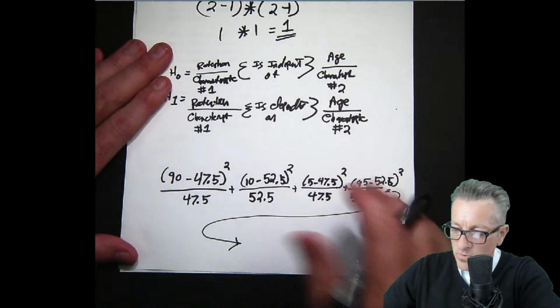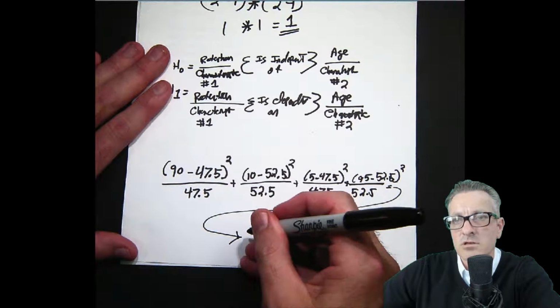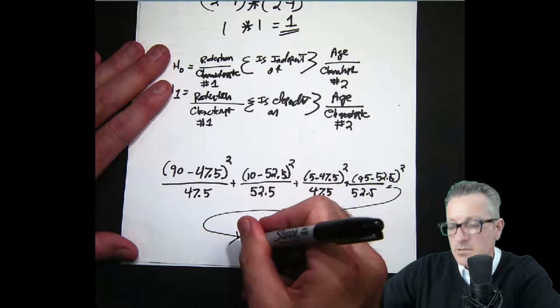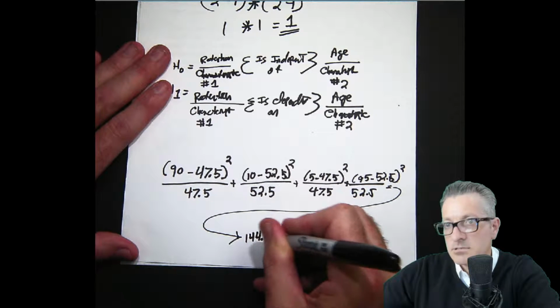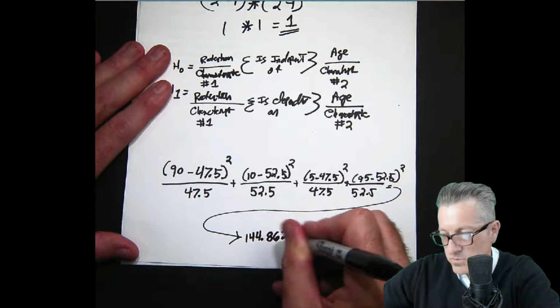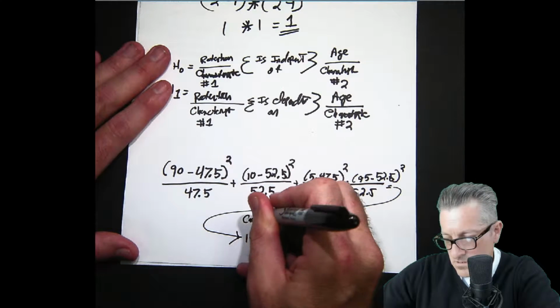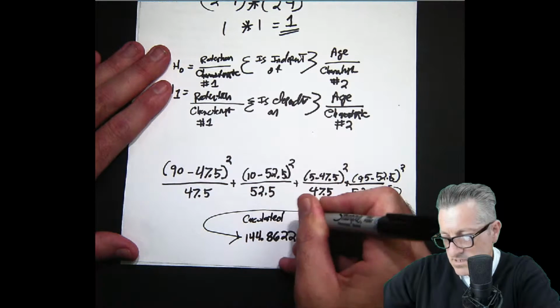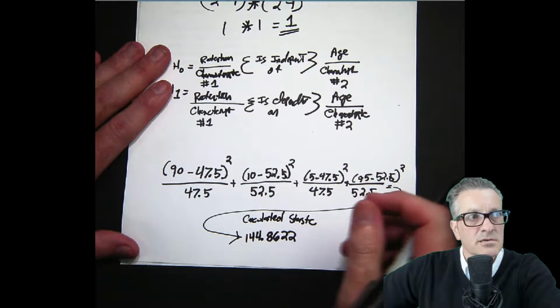So our answer when we do all of this math right here is a pretty large number in the world of this. It is 144.8622, and this is called our calculated statistic. So that's our calculated statistic.